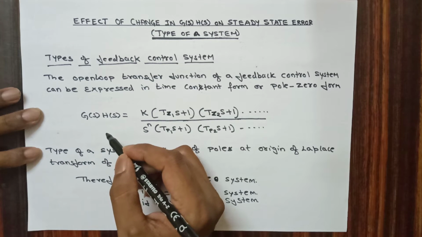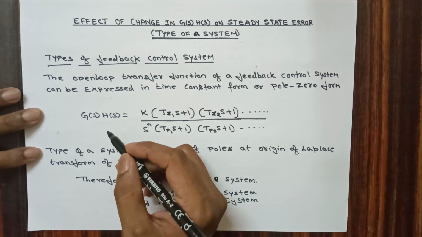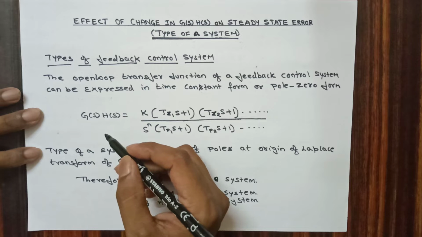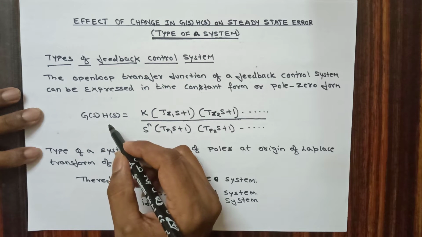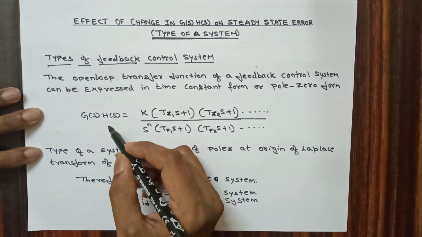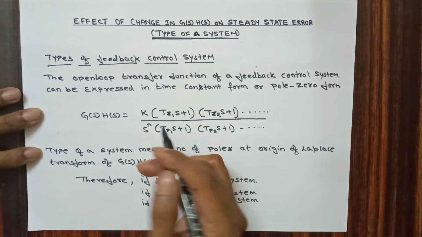You have to make a note that the type of a system is determined by the open loop transfer function G(s)H(s), not by the closed loop transfer function G(s)/(1 plus or minus G(s)H(s)).